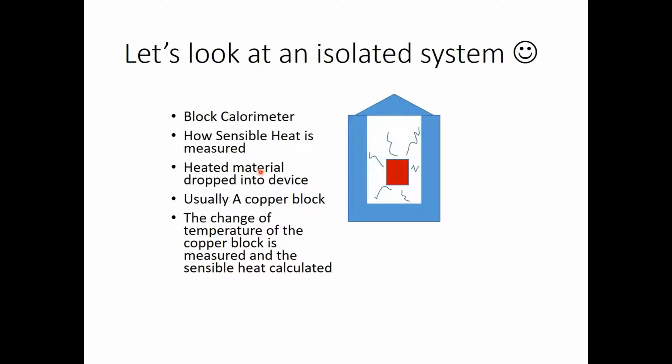All the heat is dropped into this device, which has a copper block, so we know the sensible heats of copper. So any temperature change, we can figure out how much energy went into the copper to cause that change in energy, and then we can figure out the sensible heat. So the change in temperature of the copper block is measured, and we can calculate the sensible heat. And we're going to do that right now.